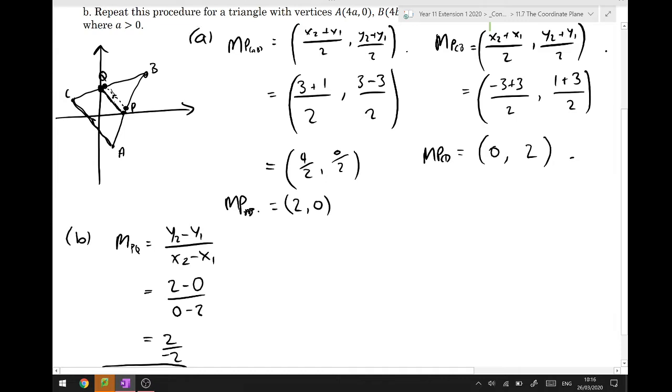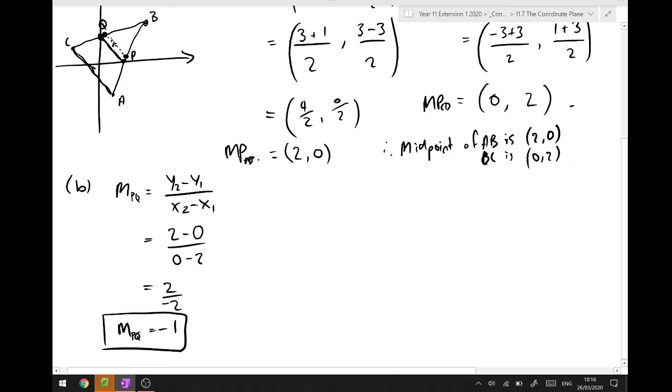Okay, so let's finish these up. Midpoint of AB is 2, 0, and BC, I did CD again up there, is 0, 2. Okay, so we found the gradient of that one. Let's find the gradient of the other one, so that is of AC.